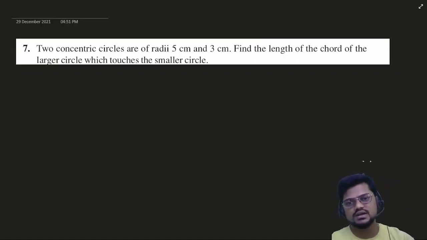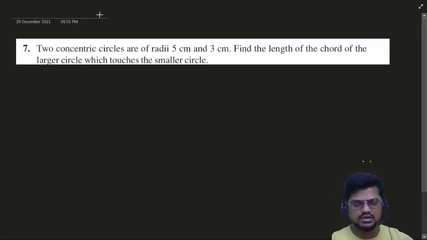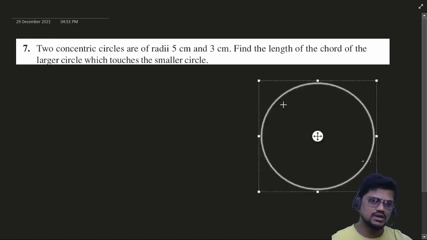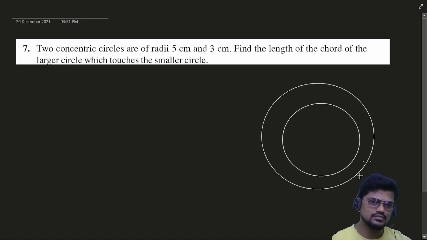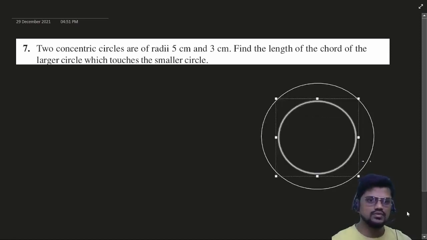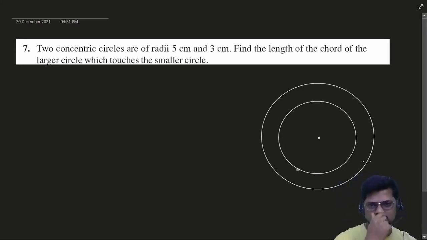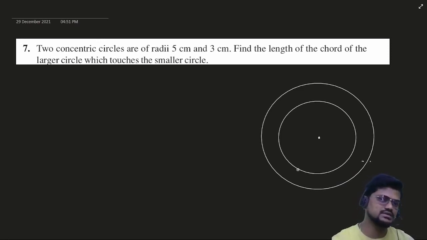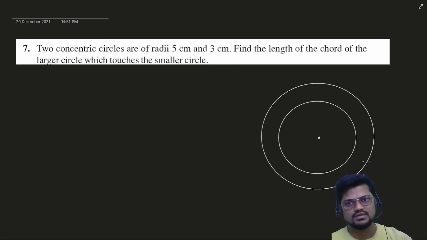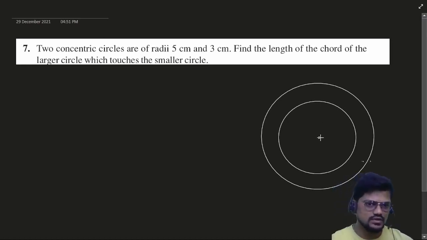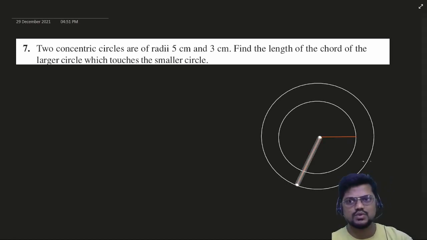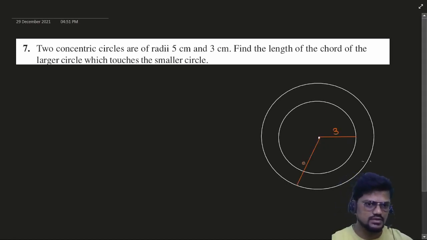Now what they have given: two concentric circles of radii 5 cm and 3 cm. Concentric means both circles have the same center. One radius is 3 cm and the other is 5 cm. Find the length of the chord of the larger circle which touches the smaller circle.